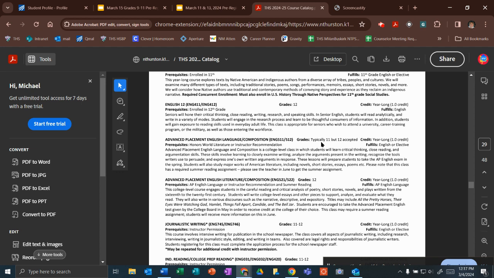It gives you the grade. So typically this is 11th, but 12 can be accepted. It's a year-long class, so you are expected to be in it both semesters, and you get English credit or elective credit if you already have the English credit. There are some prerequisites, which mean that you must have certain classes before you can take that. They are suggesting honors world literature or instructor recommendation. And then the last part is just a really brief summary of the class so that you kind of know what's going on.